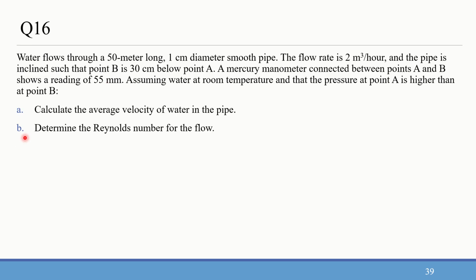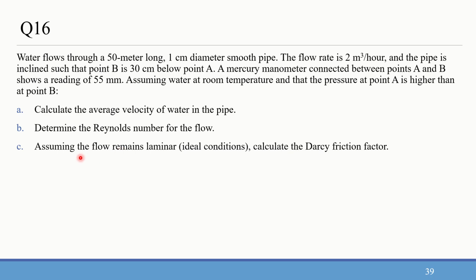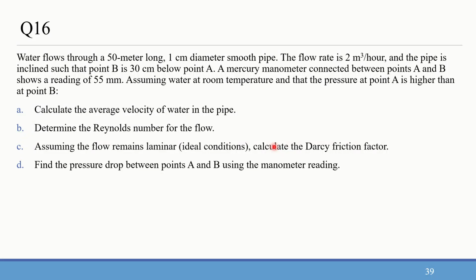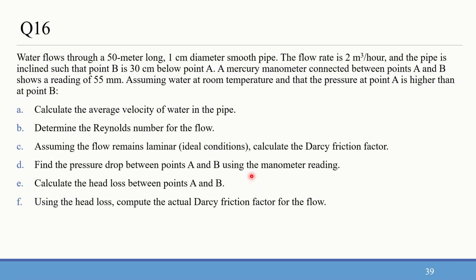We have a few questions and we need to solve them. First one, calculate the average velocity of water in the pipe. Second, determine the Reynolds number for the flow. Option C, assuming the flow remains laminar, ideal condition, calculate the Darcy friction factor. Option D, find the pressure drop between points A and B using the manometer reading. Option E, calculate the head loss between points A and B. Option F, using the head loss, compute the actual Darcy friction factor for the flow.